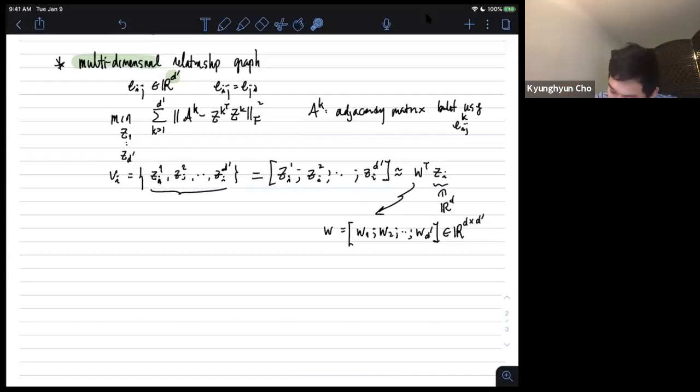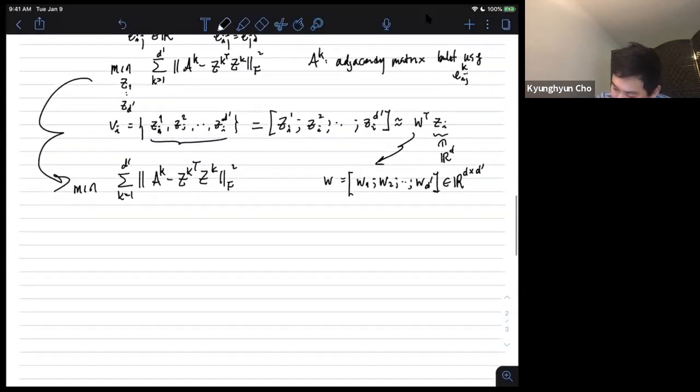And then we can now rewrite this whole cost function into minimizing this equation that is going from k=1 to d prime. We're going to look at A_k, the kth adjacency matrix arising from the kth relation out of the d prime many relationships, minus Z_k Z_k transpose, squared Frobenius norm.